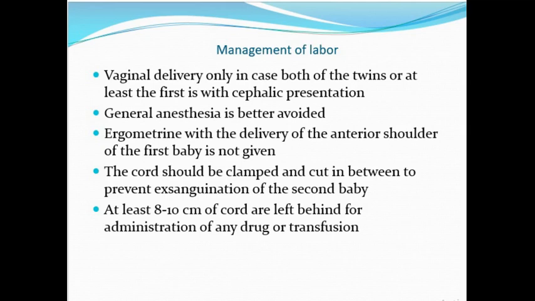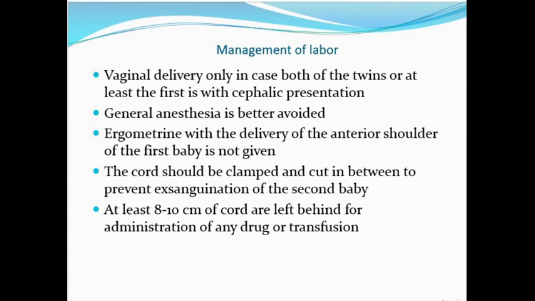Then you may want to avoid any form of general anesthesia, because we need the effort of the woman in the delivery. And so you don't want to cause any form of anesthesia in this patient. Now, the giving of ergometrine or oxytocin when the anterior shoulder of the first baby is delivered should be avoided. Make sure you do not give oxytocin or ergometrine when the anterior shoulder of the first twin is born.